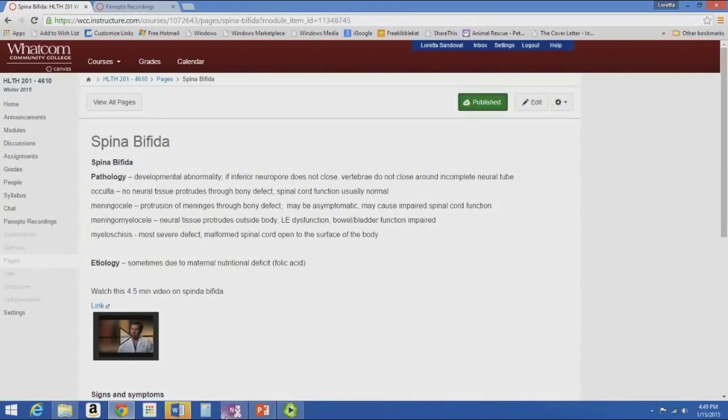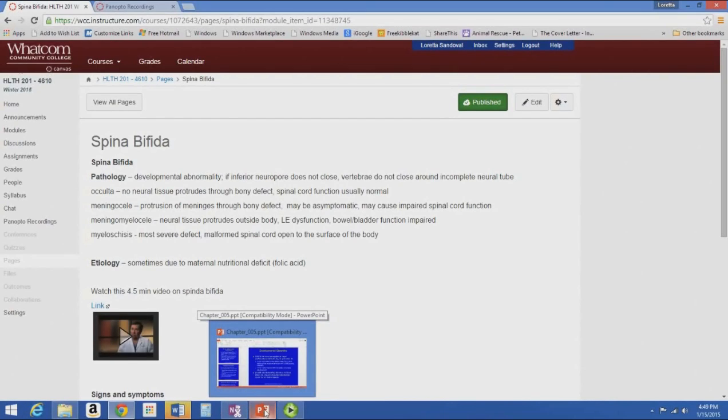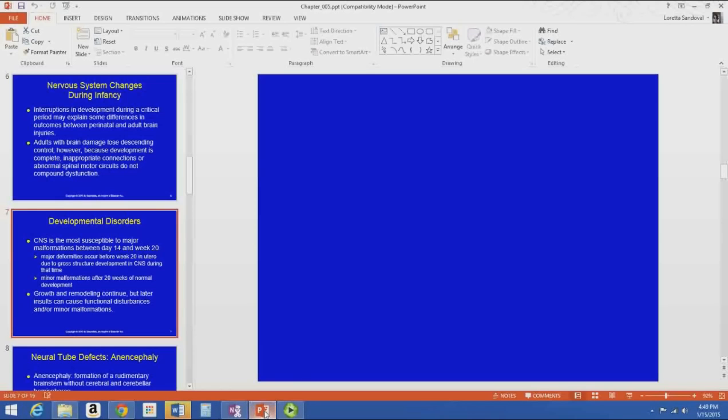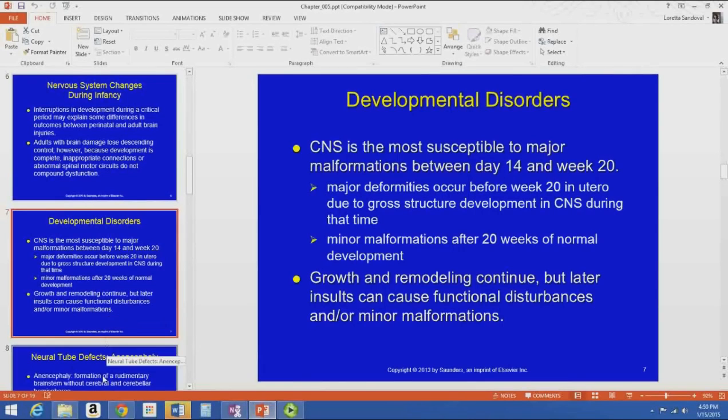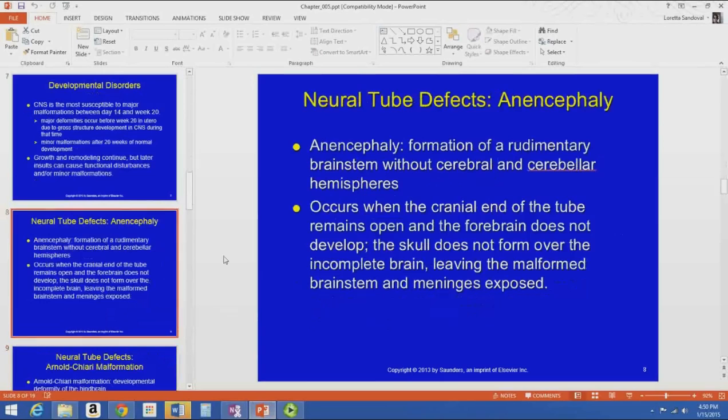So we're going to talk about some different developmental disorders, and then we are going to talk a little more specifically about spina bifida and cerebral palsy. So there are some that are considered to be neural tube defects.